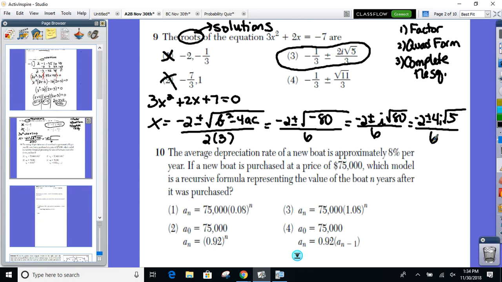Just so you know, 16 and 5. So I did square root of 16, gave me that 4, and then the 5 came along. And the last thing you got to do is just reduce. Negative 2 over 6 is negative 1/3 plus or minus. Somebody reduce 4 over 6 now. 2i radical 5 over 3. And that's how I ended up with it.